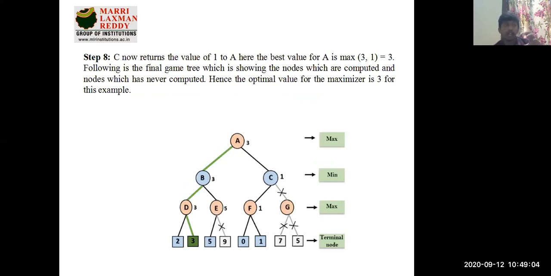Whenever a person is evaluating an answer for alpha beta pruning, you need to update the values of min and max at each level. That's how the values will be checked. You can see the value of C is updated to 1, and finally you are reaching A. The children of A are B and C. Among B and C the maximum value is 3 and the root value is taken as 3. Hence, the optimal value for the maximizer is 3 in this example.